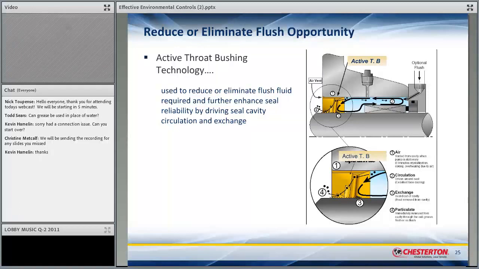Basically, the pump fluid with solids entrained enters the stuffing box. When the pump is turned on, the heavier particles, the solids, are thrown to the stuffing box bore, and they move along that bore. Utilizing an active throat bushing with a spiral groove in it, the solids are captured within those grooves and thrown back into the pumpage. So essentially the seal is running in a relatively clean environment.